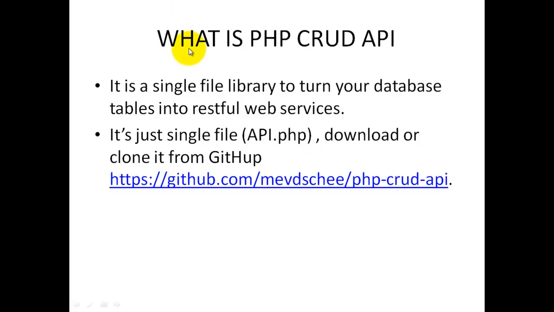What is PHP CRUD API? It is a single file, a single library file, to turn your database tables into RESTful web services. It is simply one file of PHP code. It will turn your database tables automatically into RESTful web services. It is just a single file named api.php. Download or clone it from GitHub, and this is the URL of the project.